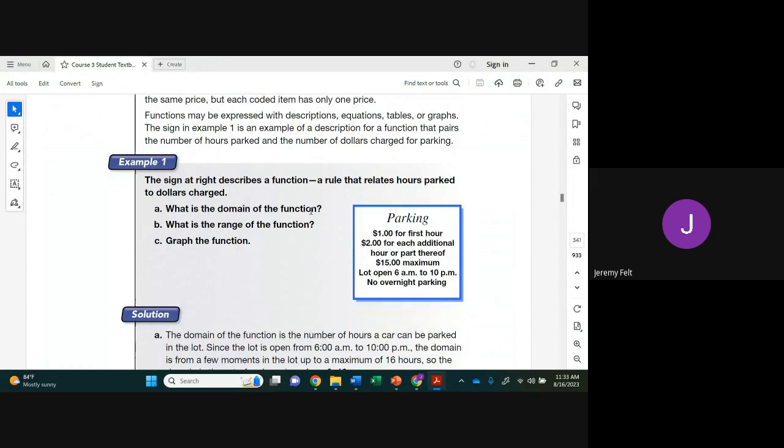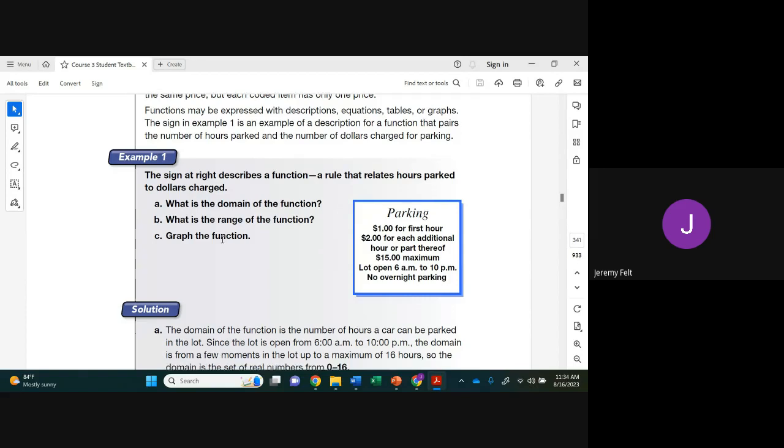Okay, so if we look at example 1, the sign on the right describes a function. Okay, it's parking, $1 for the first hour, $2 for each additional hour, $15 maximum. It's open 6 a.m. to 10 p.m., no overnight parking. If you've been in a big city or seen a parking garage or lot or something, they probably have something like this. So what's the domain of the function? What is the range? And then graph the function.